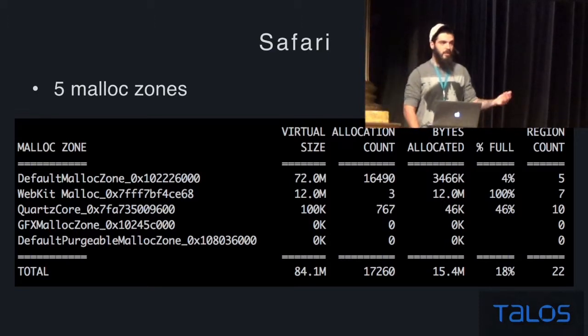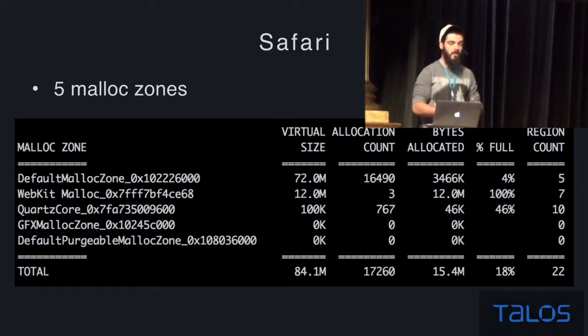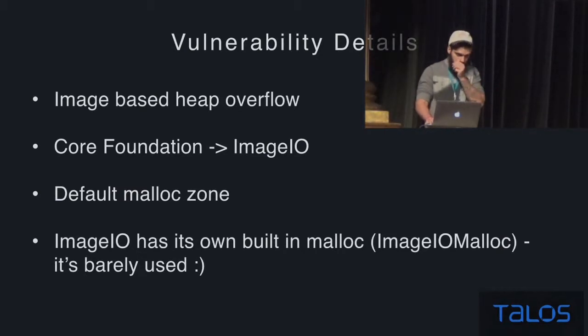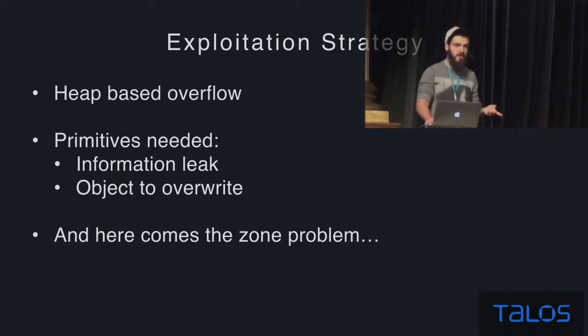So that means I have really no way to access any of my objects through JavaScript. I have no way to manipulate my heap through JavaScript. I have no way to do any of these sorts of things. At a surface glance, there's no way to do any of that. This is all the default malloc zone, and everything that I need is in WebKit malloc. So how do I do these things? What do we need? We need an information leak, and we need an object.